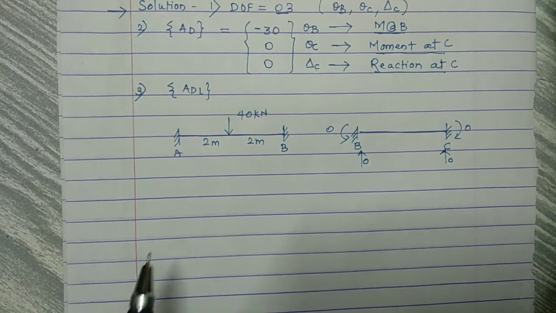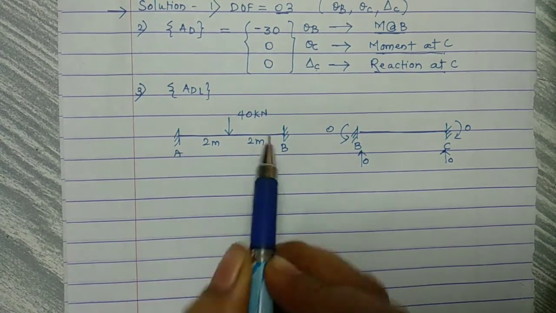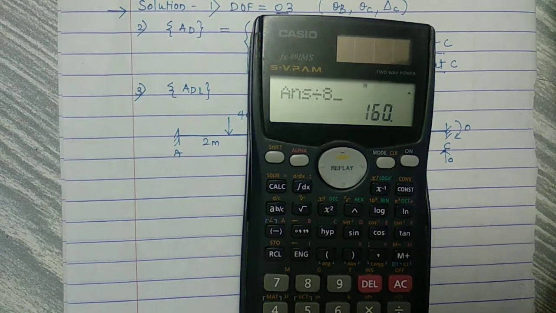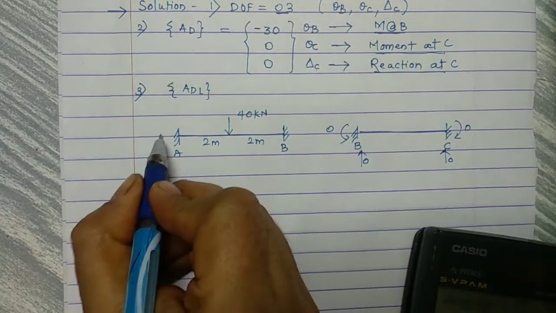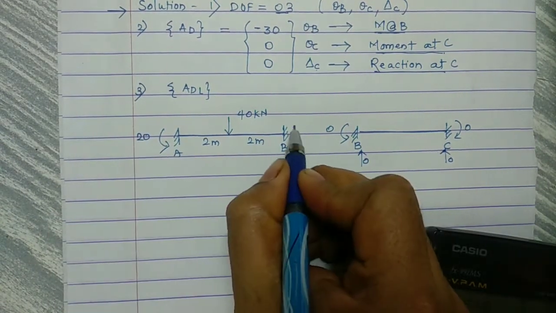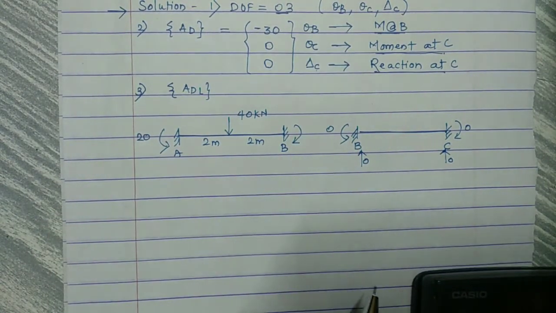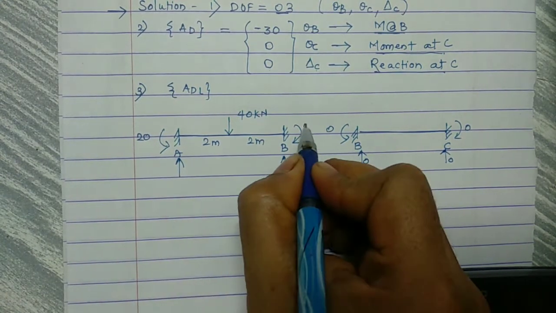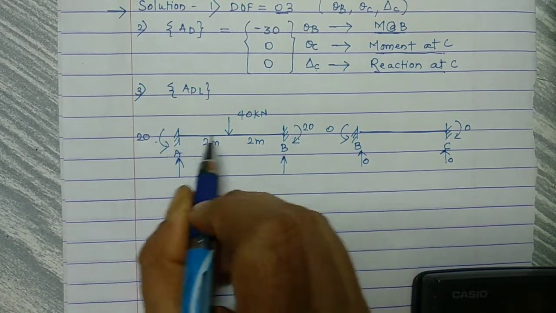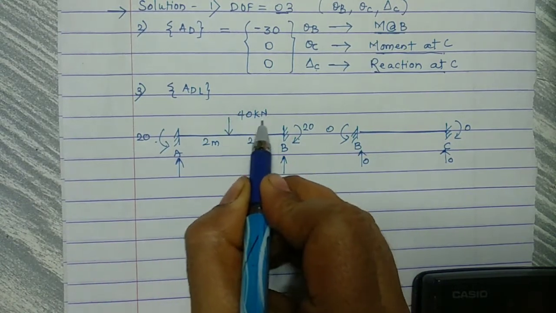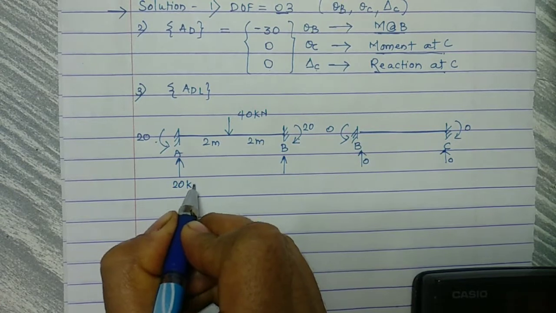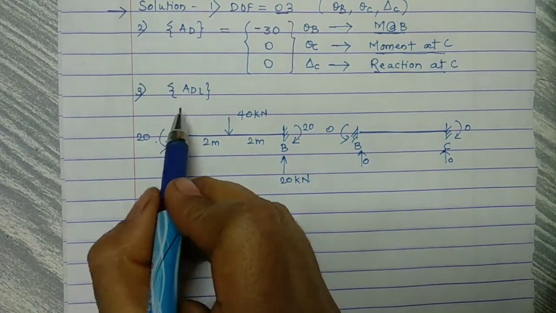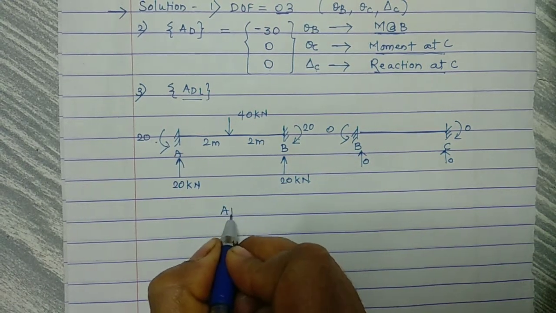For the AB member, the fixed end moment is WL by 8. So that is 20, 20. So 20 kilonewton meter anti-clockwise and 20 kilonewton meter clockwise moment. Now calculate the reactions at point A and point B. These two moments will cancel each other, and the reaction due to this 40 kilonewton load is 20 kilonewton here. Now write this ADL matrix.